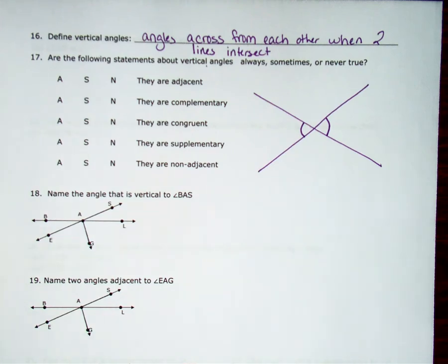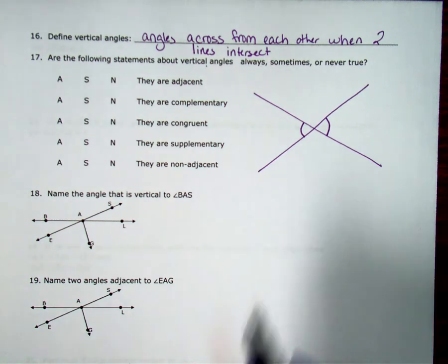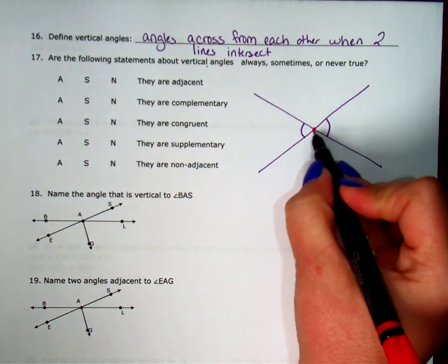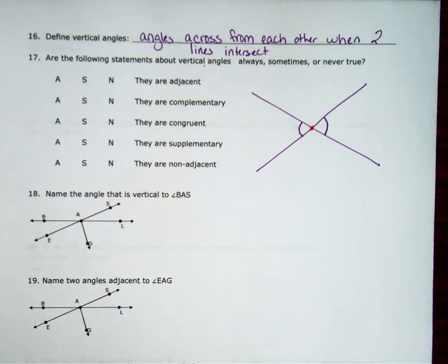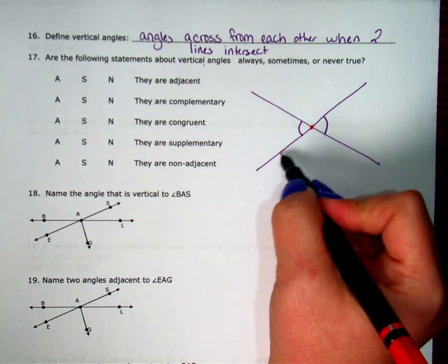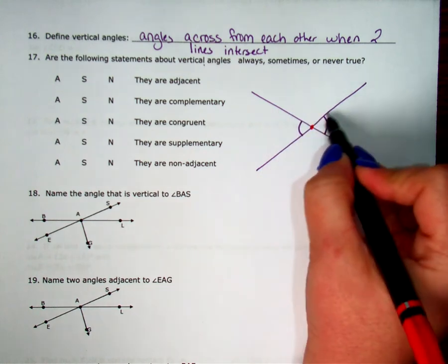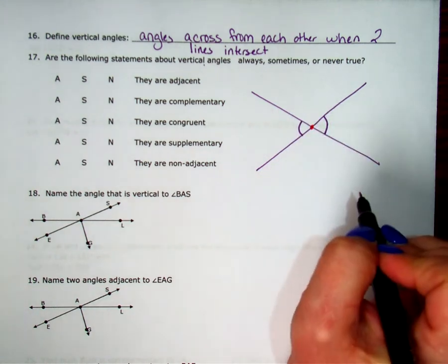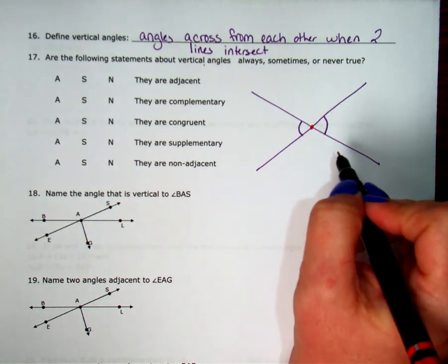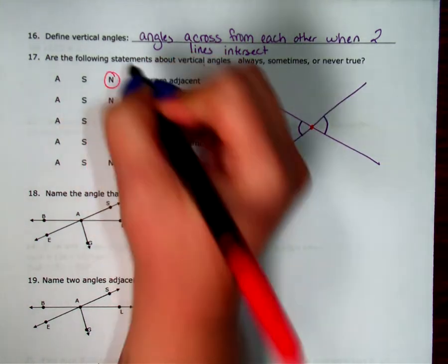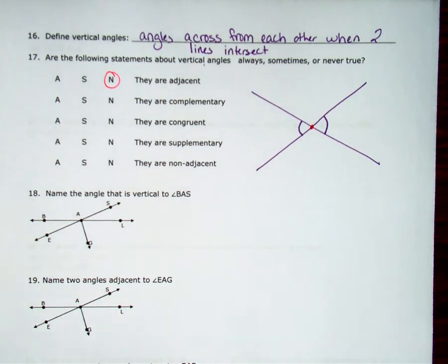All right, so the next section is saying, are the following statements about vertical angles always, sometimes, or never true? Okay? Vertical angles, the first one says they are adjacent. Well, they're always going to share a vertex, which is required for vertical angles, but the vertical angles are never going to be able to share a side, which means they can never be adjacent. Okay, they can't share a side.